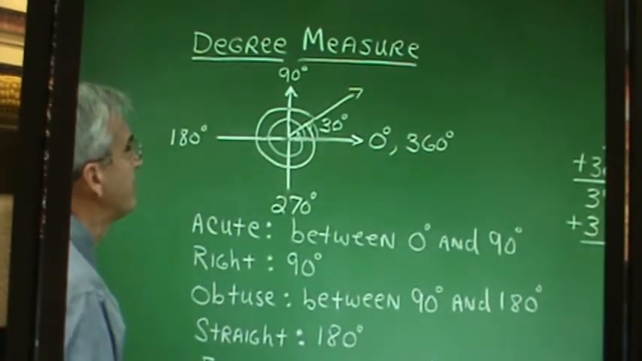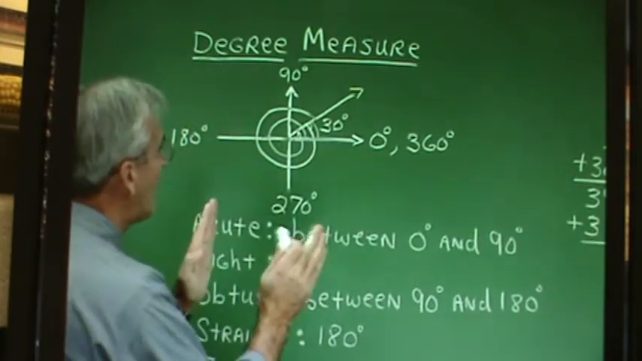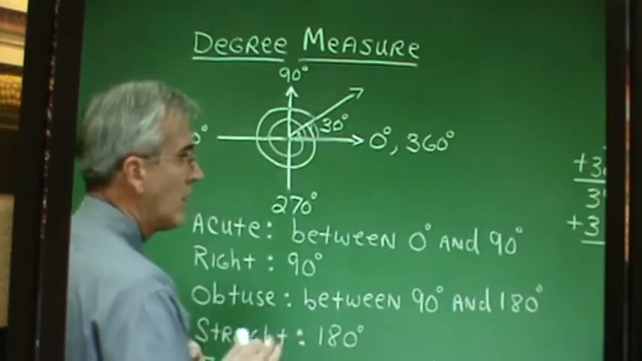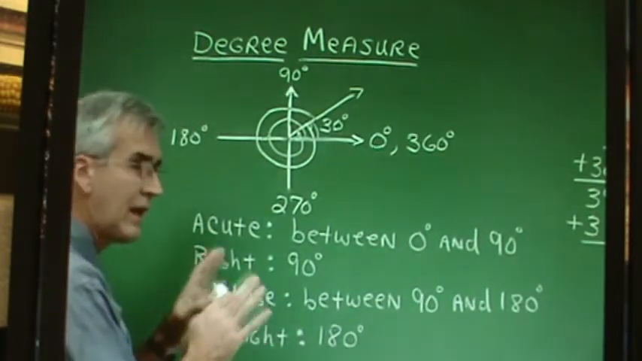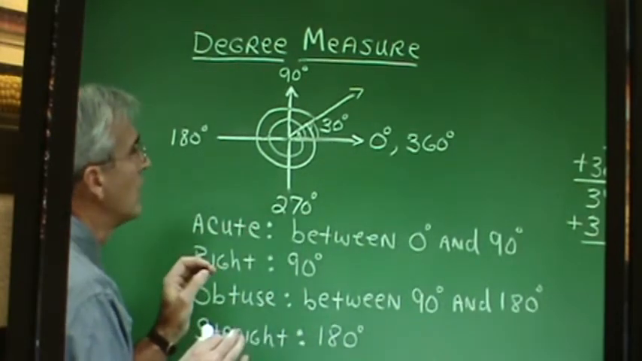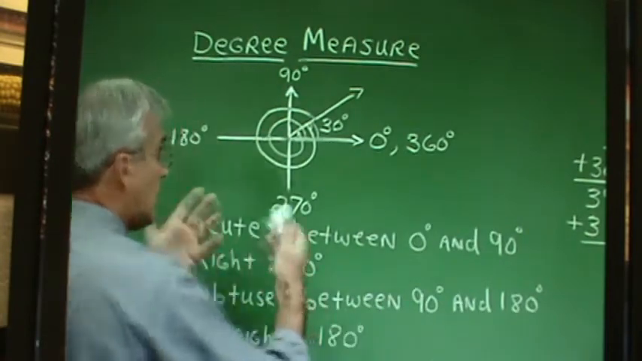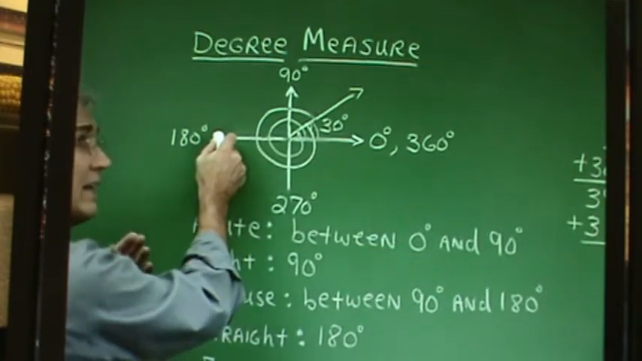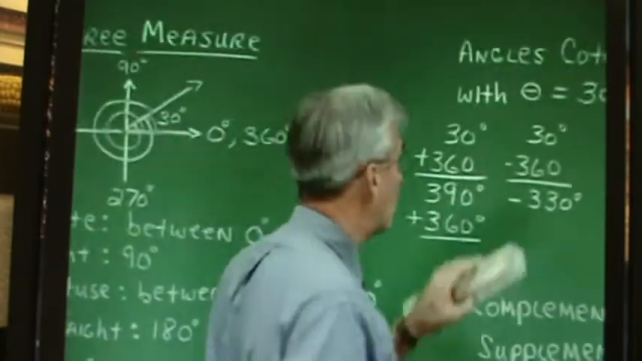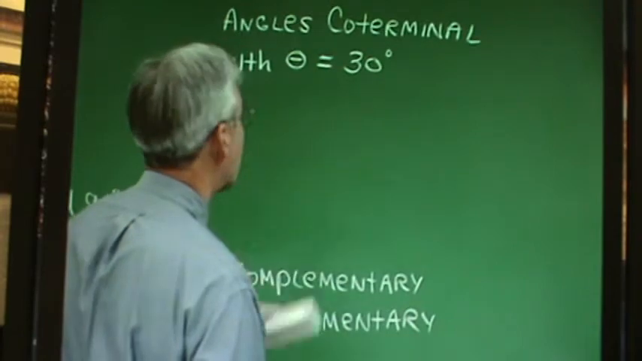So that's the idea. Now, we have a name for pairs of angles that total 90 degrees, and it's called complementary. Complementary angles are positive angles, that is, positive degree measured angles, that total 90 degrees. And supplementary angles are positive degree measured angles that total 180 degrees. So, complementary and supplementary.